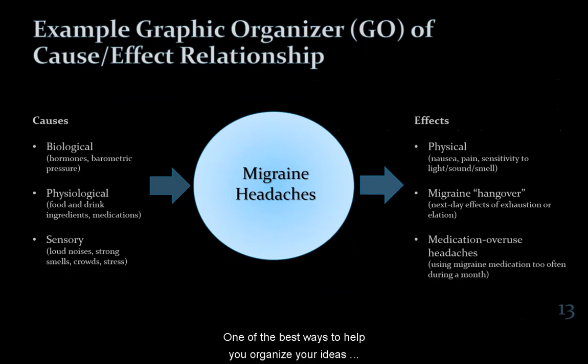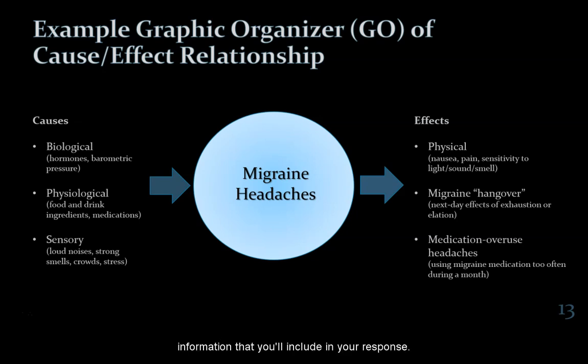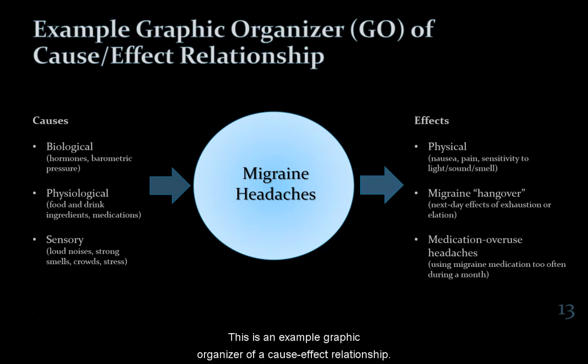One of the best ways to help you organize your ideas before writing is to complete a graphic organizer. A graphic organizer is a visual representation of the information that you'll include in your response. This is an example graphic organizer of a cause-effect relationship. The topic, migraine headaches, goes in the center. On the left, we have causes of migraine headaches, and on the right, we have effects of migraine headaches. And this way, we can see the cause-effect relationship and how they lead to each other.